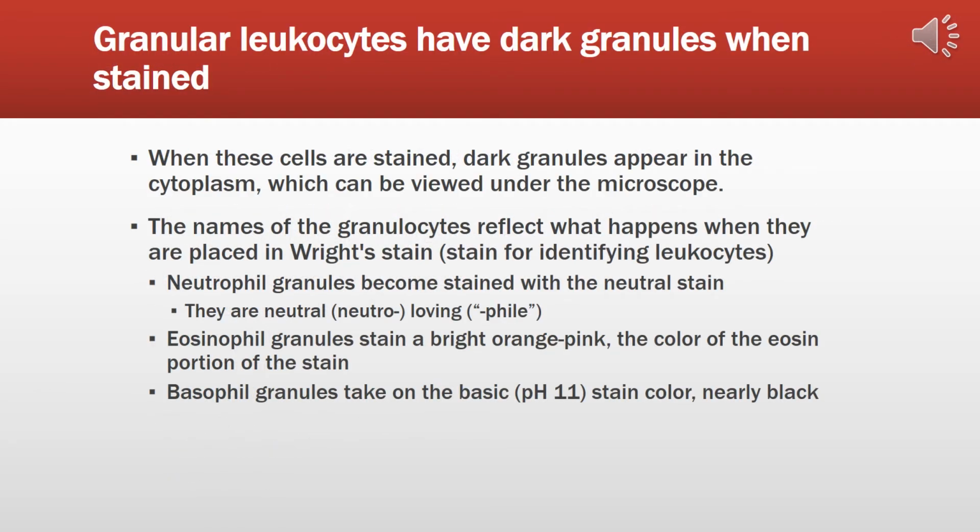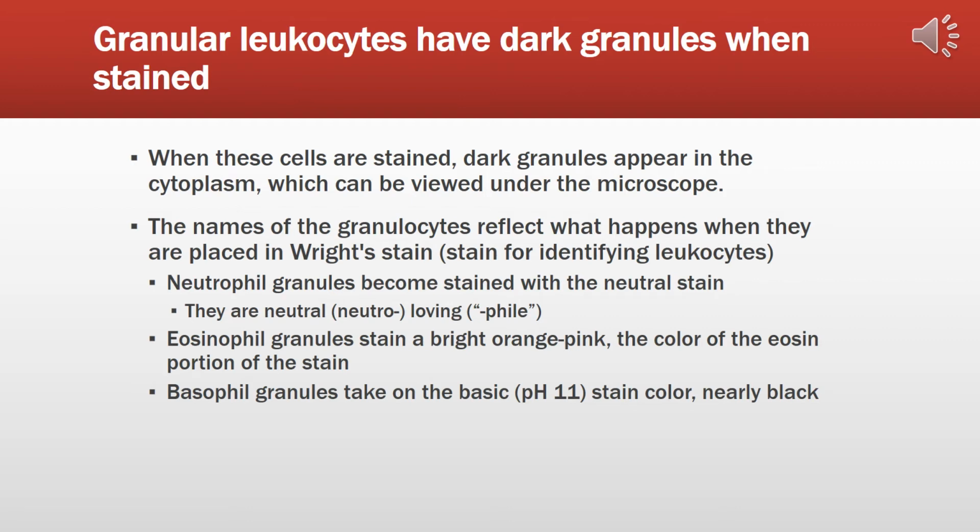Leukocytes are impossible to identify with the naked eye, so we must use a stain to identify them. And when these cells are stained, they either develop granules or they don't. And these granules are dark spots or particles in the cell that appear in the cytoplasm, and we can view all of this under a microscope.